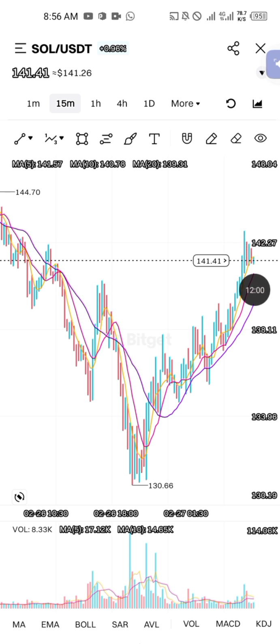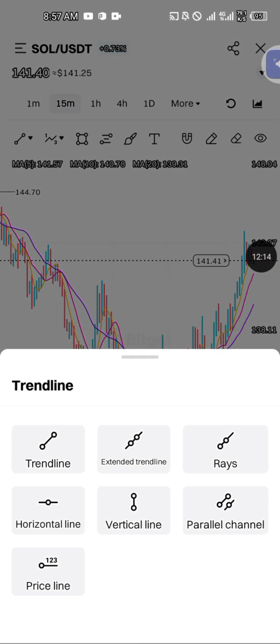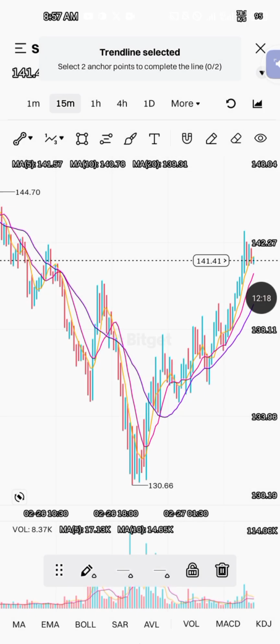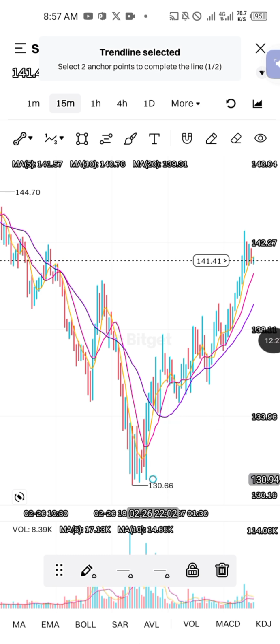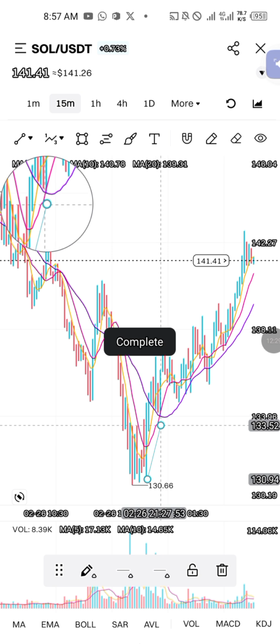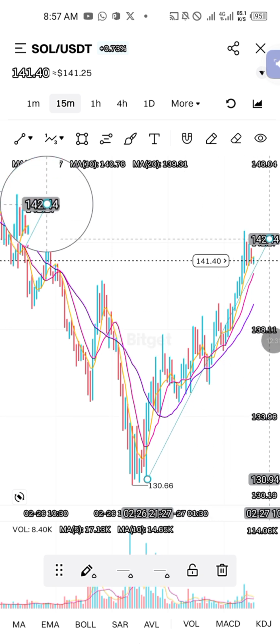So also understand that if you want to draw a line, there's a different line. There's horizontal line and also there's trend line, right? So you can decide to use horizontal line and trend line. So this trend line, you tap right here. If you want to draw trend line to confirm price reaction, you tap right here, right? You tap right here. So you can see this is how you draw your trend line.